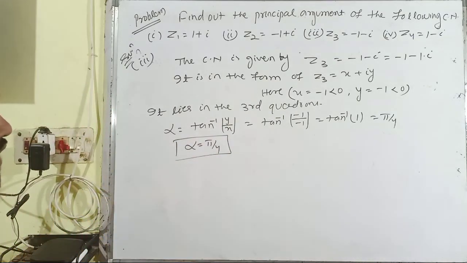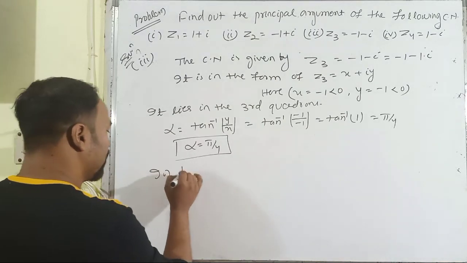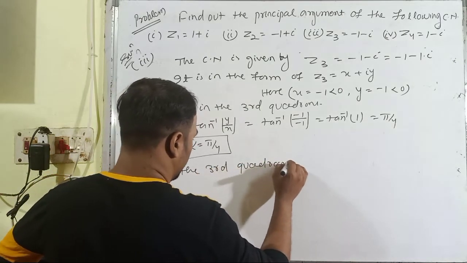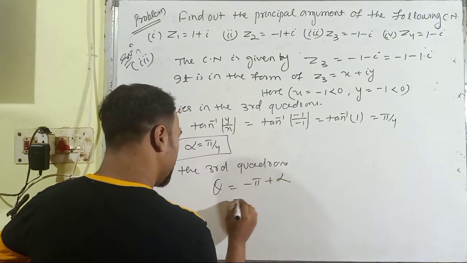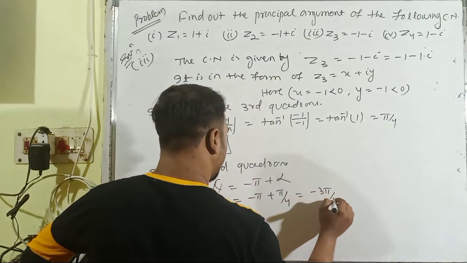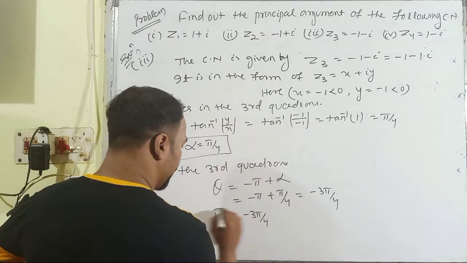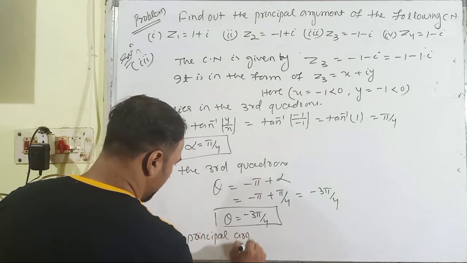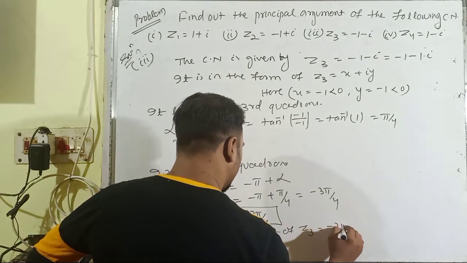Then we have to find out the principal argument in the third quadrant. In the third quadrant, theta is equal to minus pi plus alpha. That implies minus pi plus pi by 4, and it is minus 3 pi by 4. So theta is equal to minus 3 pi by 4. That is, principal argument of z3 is equal to minus 3 pi by 4.